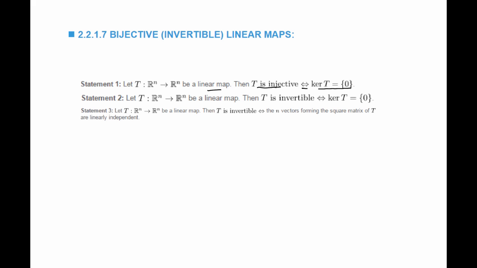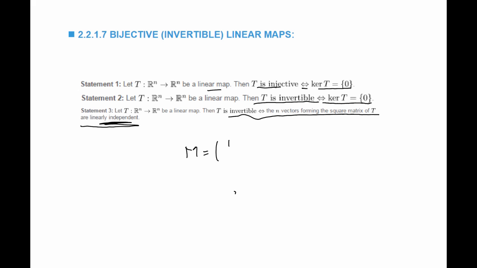The second statement is that T is invertible if and only if the kernel of T is equal to 0. So if I want to know about a matrix, if it's invertible or not, I can know something about its kernel, which vectors it takes to 0. If the kernel contains only one vector, then T is invertible. And the final statement: T is invertible if and only if the n vectors forming the square matrix of T are linearly independent. So let's remember the last matrix that we had here.